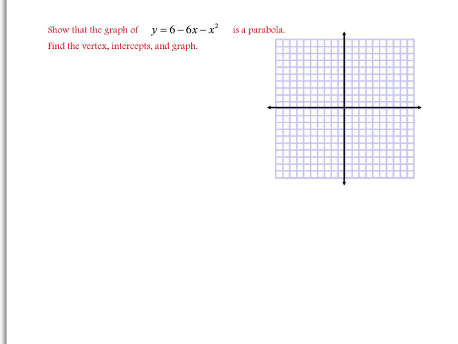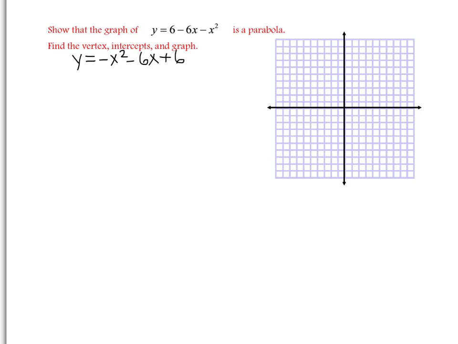Okay, let's do another one where we're going to have to complete the square. This time I'm going to make sure that the leading coefficient is not 1, so you can practice doing that factoring out step. So first you might want to just rearrange this in general form. It makes it easier to look at. So we've got negative x squared minus 6x plus 6.